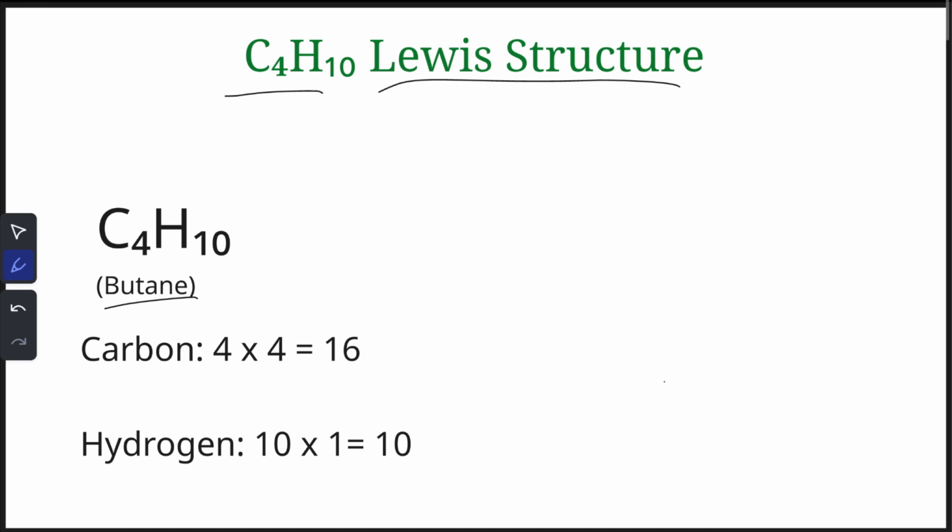First of all, we must count the number of valence electrons. Carbon contributes a total of 16 valence electrons and hydrogen contributes a total of 10 valence electrons, which brings our total to 26 valence electrons.